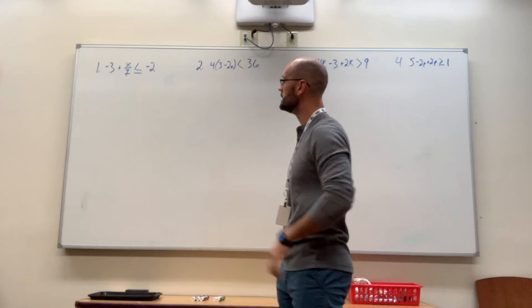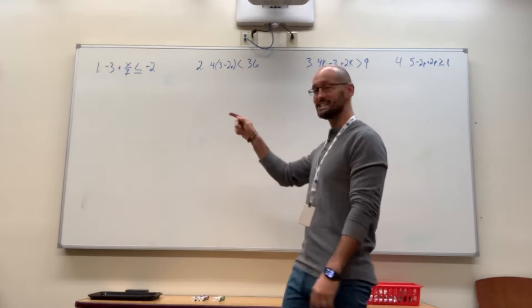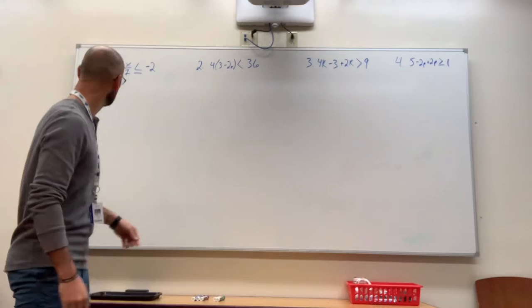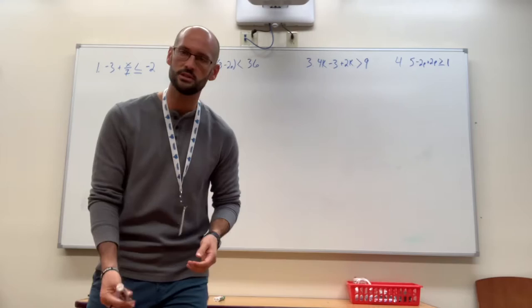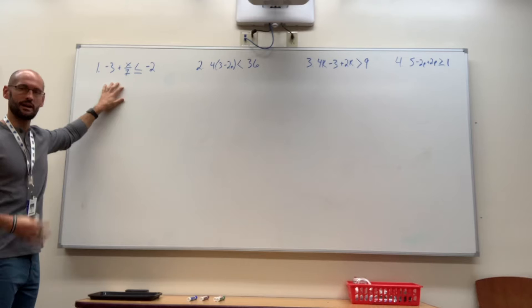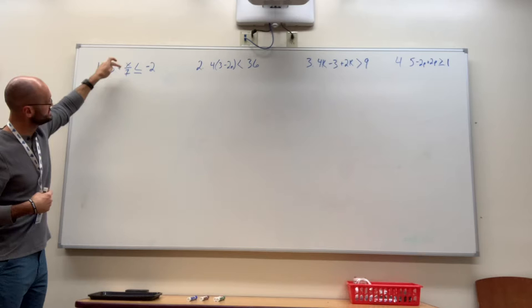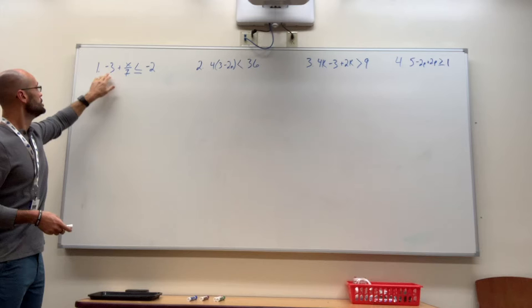Number one, negative 3 plus x over 7 is less than or equal to negative 2. So this is just like any other solving that you've done with an equation. You want to get the variable all alone. What's over there with the x, right? I always used to ask my classes, what's being done? X is being divided by 7, and then it's being combined with a negative 3. So we have to start moving everything over. Think about what your first step would be.